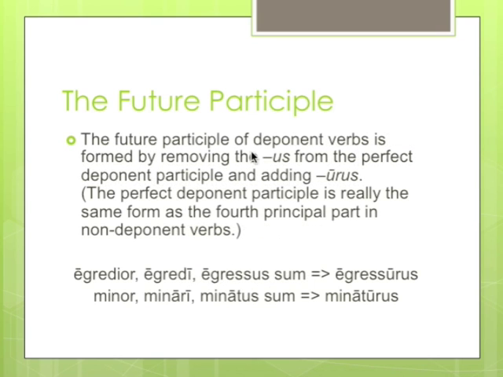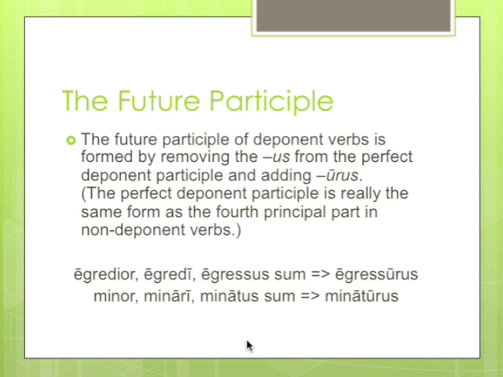The future participle of deponent verbs is formed by removing the -us from the perfect deponent participle and adding -urus. Remember, the perfect deponent participle is that word before the sum in the third principal part. So, for instance, for egredior, when we say egredior, egredi, egressus sum, the perfect deponent participle is egressus. For minor, minari, minatus sum, the perfect deponent participle is minatus. So we use that form.